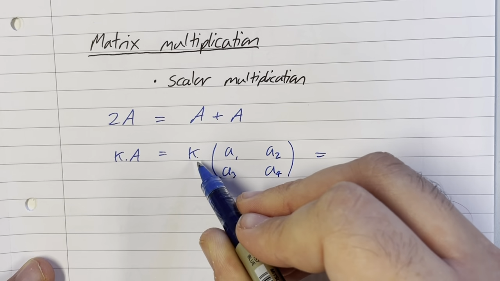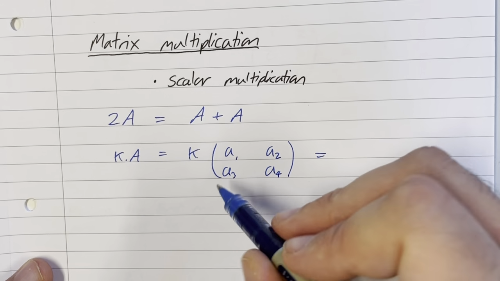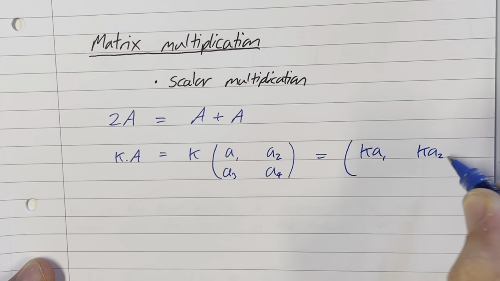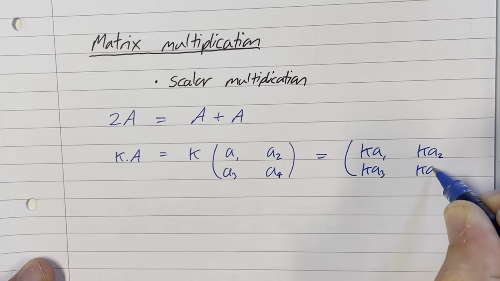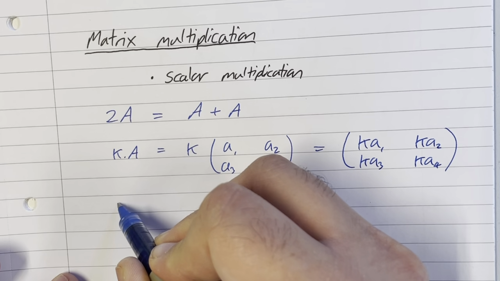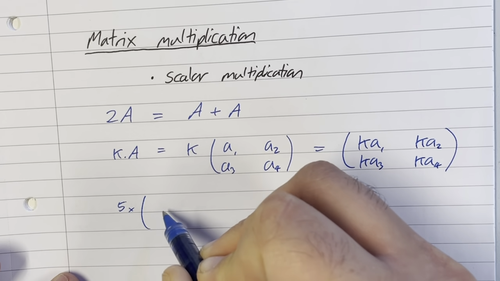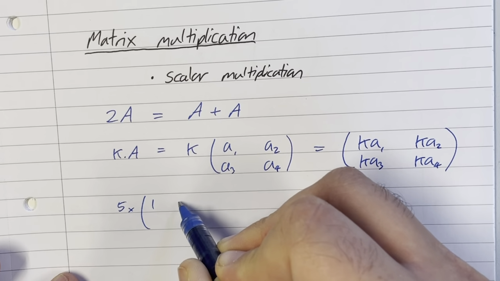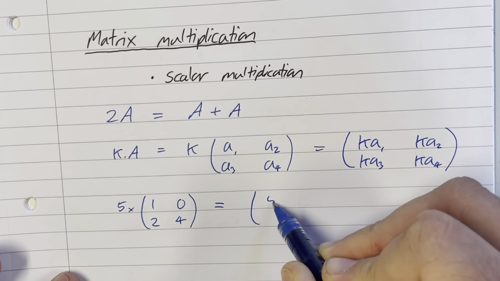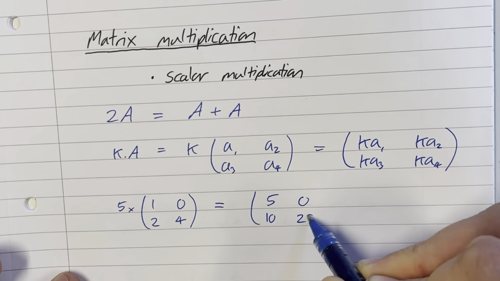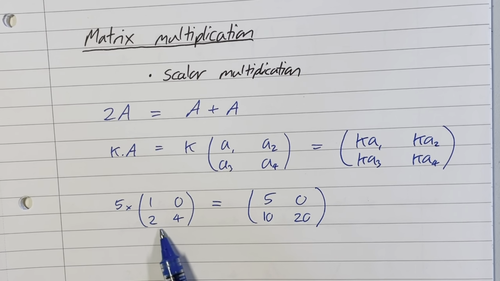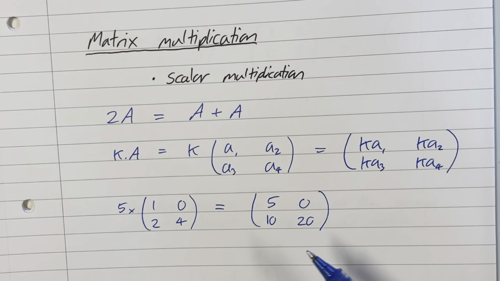Then you would take k as the scalar multiplier, so whatever number it is, and you can bring it into each element in the matrix. So kA1, kA2, kA3, and kA4. As a general example, let's have a look at a numerical example. If we have 5 multiplied by, let's go with 1, 0, 2, 4, then the answer to this would be 5, 0, 10, 20. Because I'm taking 5 into the matrix and I'm multiplying every element within the matrix by that scalar multiplier. And that's the scalar multiplication.